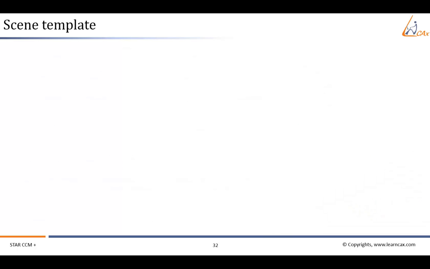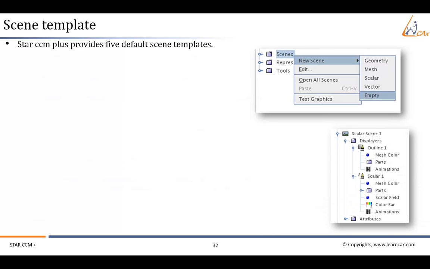There are different types of scenes. *CCM Plus provides 5 default scene templates. 1. Geometry. This is used to view surface geometry. 2. Mesh. This is used to view mesh grid lines and surfaces. 3. Scalar. This is used to view scalar fields. 4. Vector. It is used to view vector fields. 5. Empty. This is used to start from scratch.